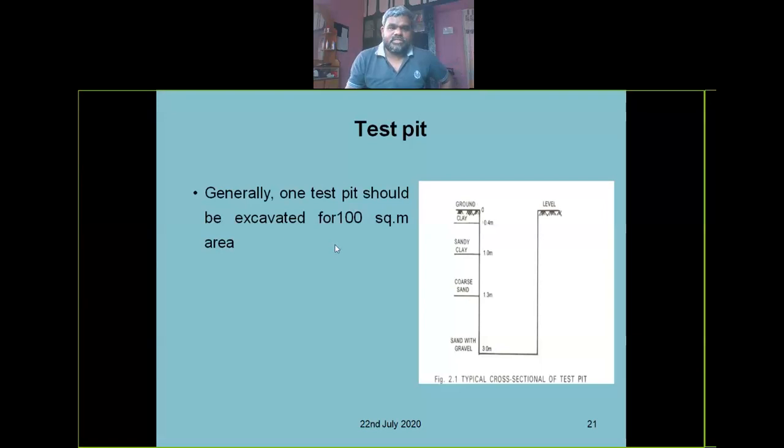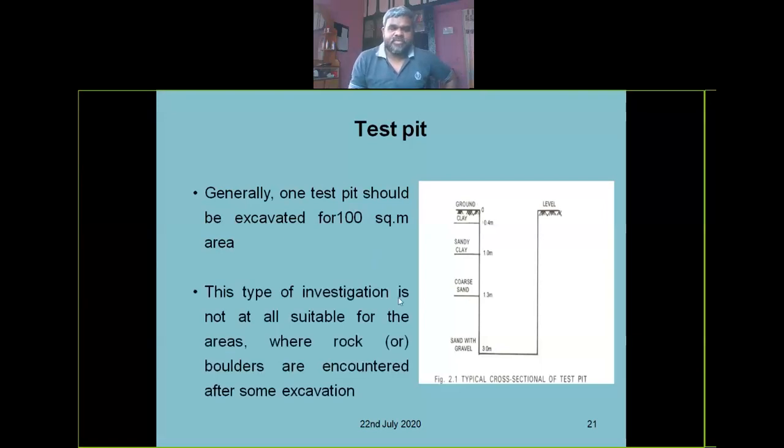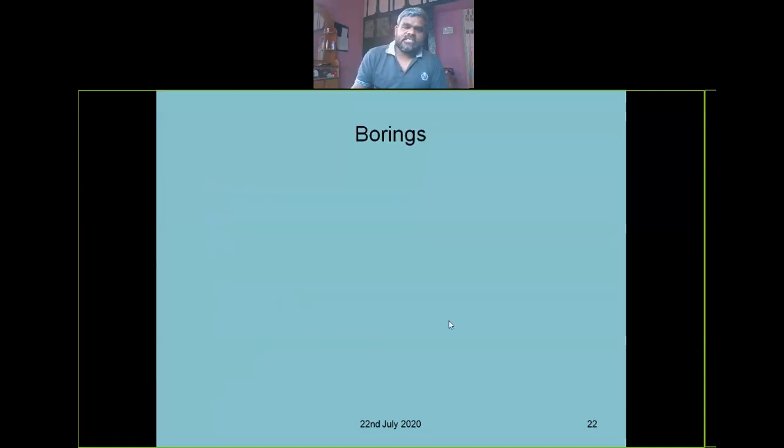So this is a typical type of investigation, not suitable for all areas, for example where rock or boulders are encountered after some excavation. See here, this is around 3 meters depth, right? Sand with gravel, coarse sand, sandy soil, clay, right? So this is the typical cross section of a trial pit, right? Test pit. Next is borings.